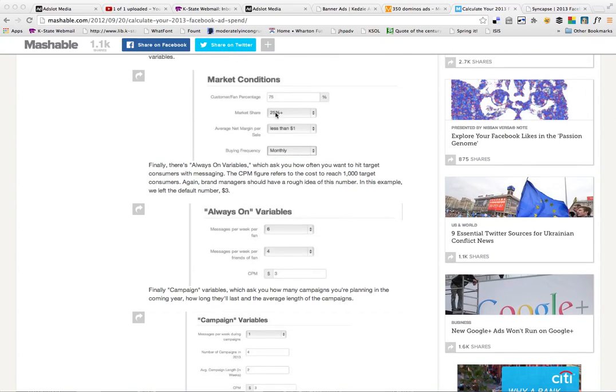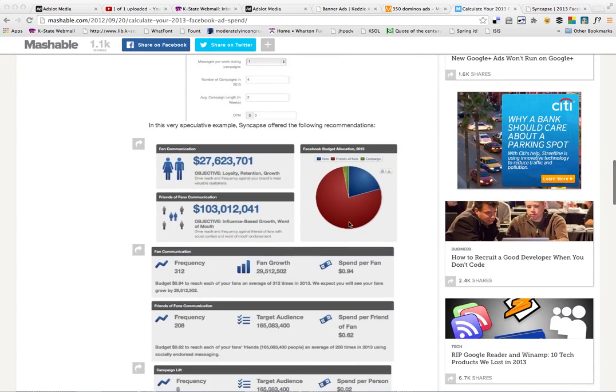Well, based on these things here, that they have a high customer to fan ratio and a decent market share, and that people only buy once a month, they've basically suggested this red area that they spend a lot of their time on friends of fans, only a little bit of time on their fans, and this tiniest amount of time on the individual campaigns.